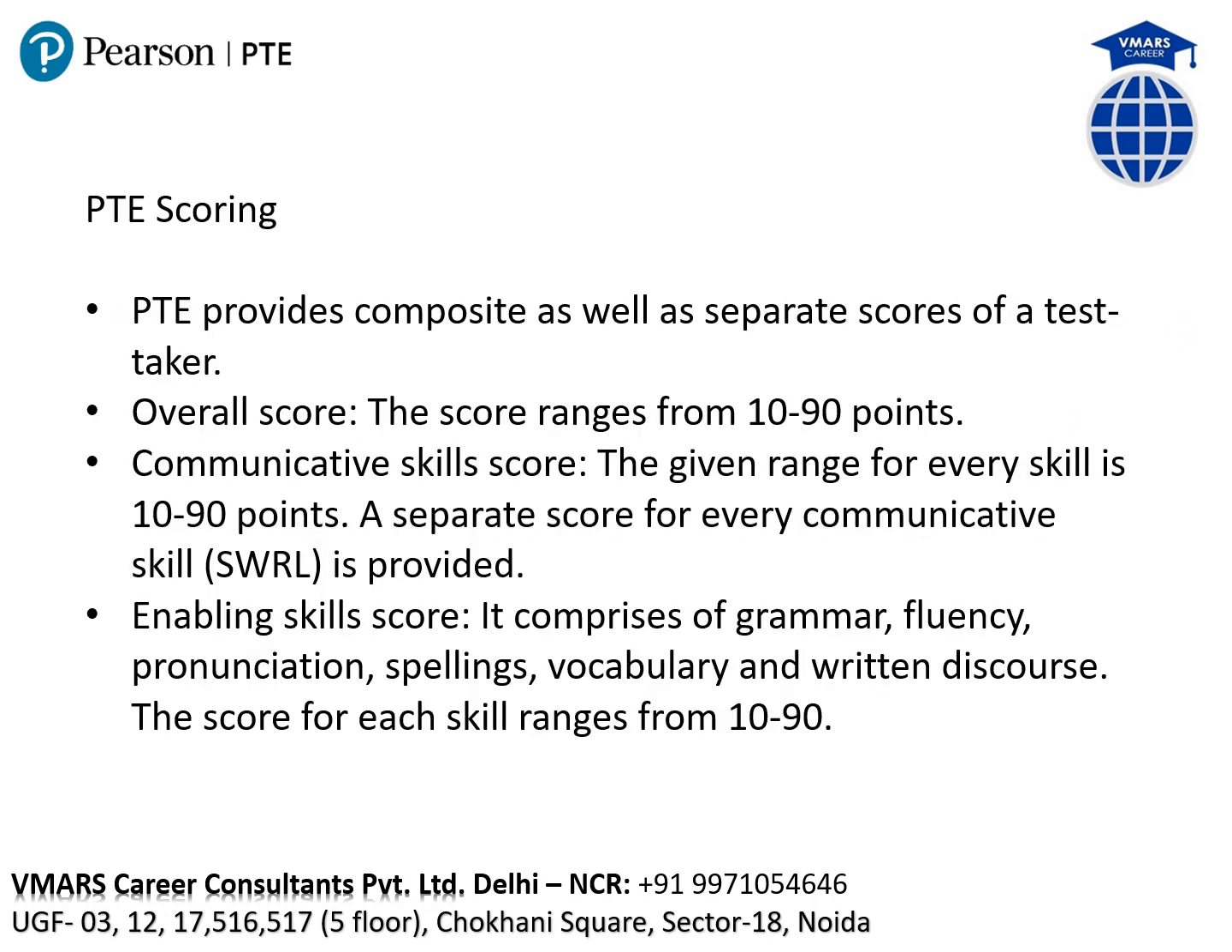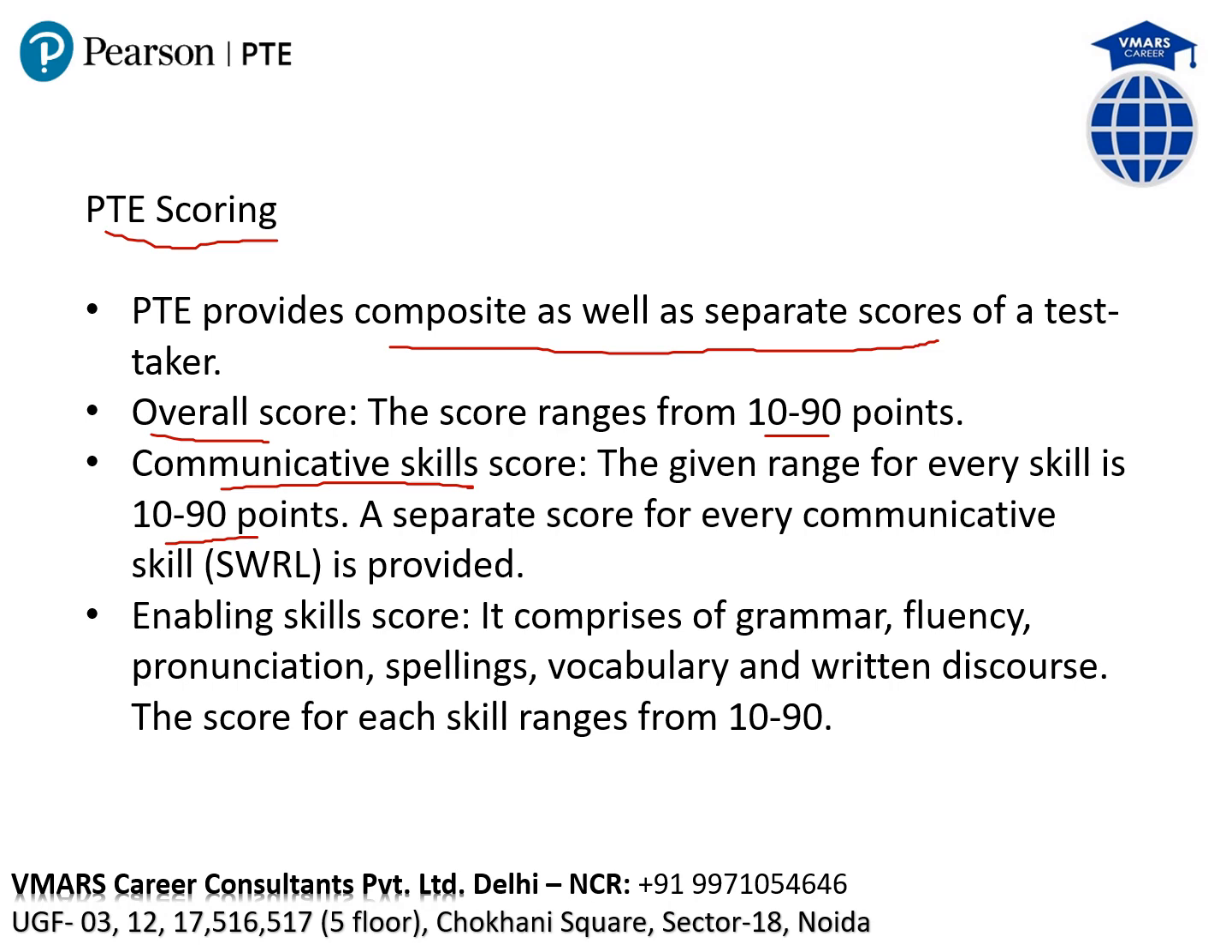So how does the PTE scoring work? The PTE scoring actually provides composite as well as separate scores of a test taker. What is a composite and a separate score, you will understand. The overall score you get is within the range of 10 to 90 points. You also get scores for communicative skills, which are your speaking, writing, reading, and listening. The given range for every skill is 10 to 90 points.